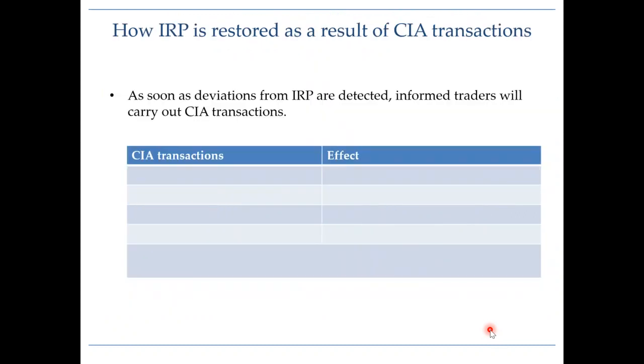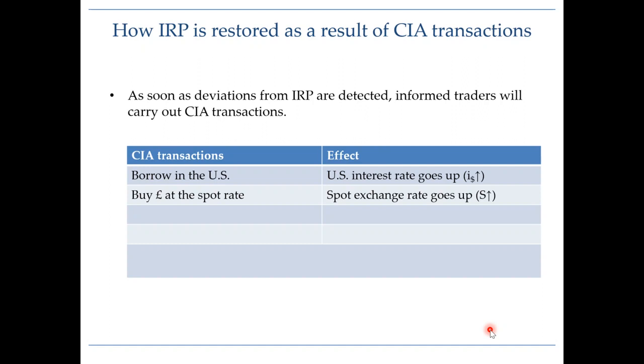The final step is we need to be able to explain how all these transactions affect interest rate parity. If everyone starts borrowing in the US, that will naturally raise interest rates in the US, as there will be a lot more demand for funds in the US. Then if everyone's taking those borrowed dollars and buying pounds from the spot market, that increases demand for pounds, and the spot exchange rate will go up. Again, remember that the spot rate here is quoted in direct terms.